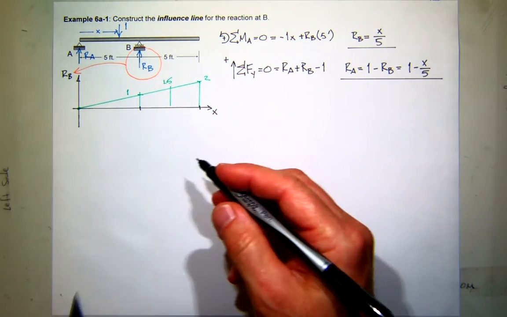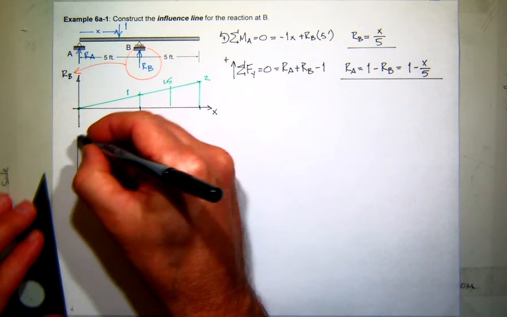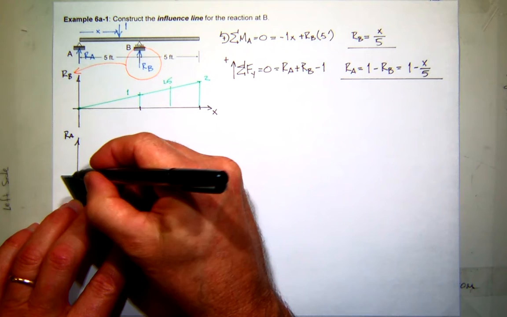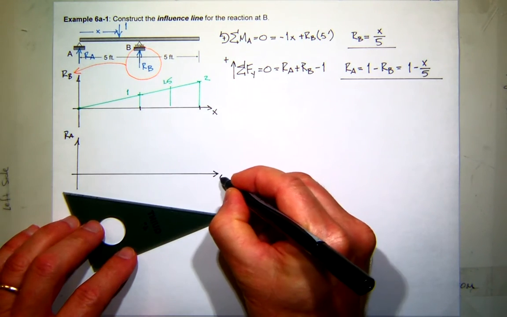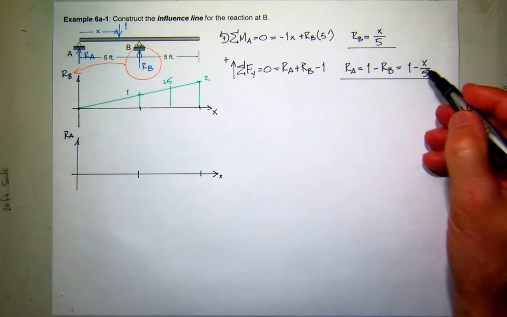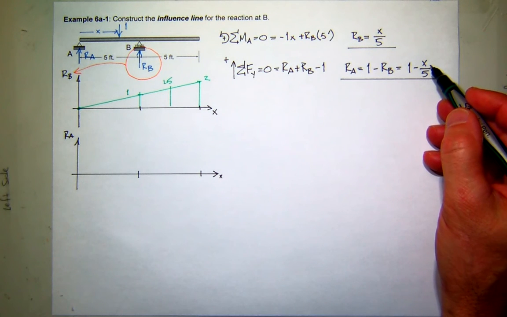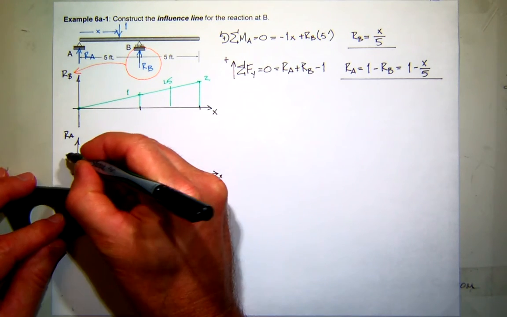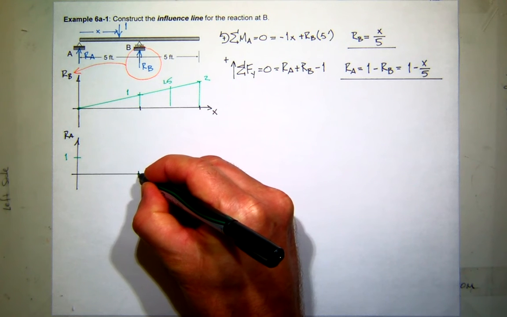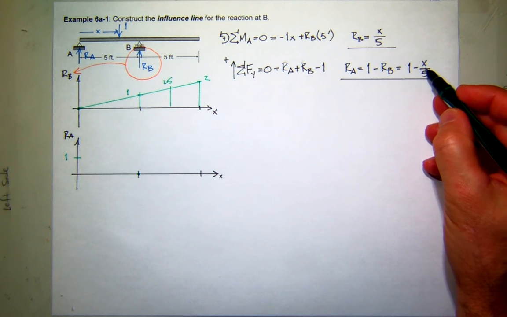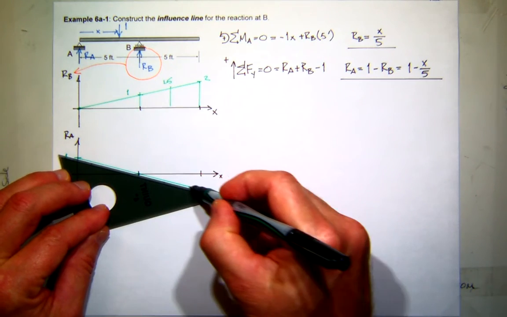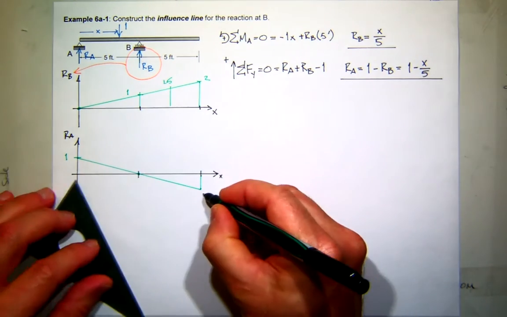What does that look like when I plot it? So now I want the reaction at A as a function of its position x, and again the midpoint and endpoint. So I simply plot this line. When x is equal to 0, what do I get? 1. When x is equal to 5, what do I get? 0. And when x is equal to 10, what do I get? Negative 1. Does that make sense?